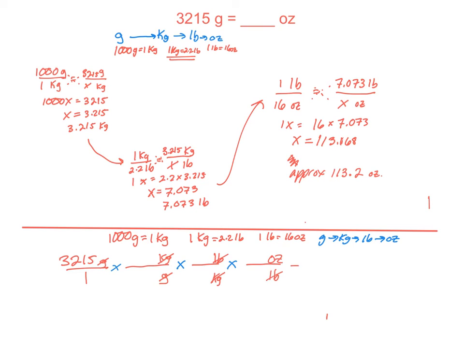So all I'm doing here is setting up my dimensional analysis with my units, and now I'm ready to go back and put in the correct values so that these are set up properly. I know that 1 kilogram is 1,000 grams. I know there are 2.2 pounds in 1 kilogram and 16 ounces in 1 pound.